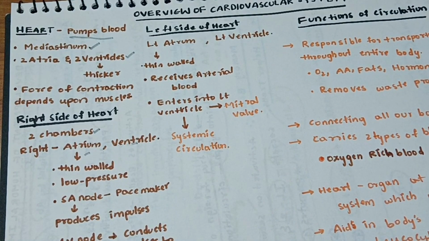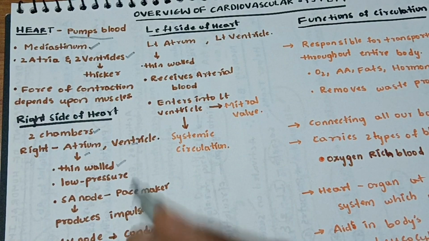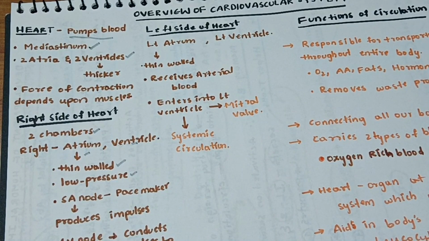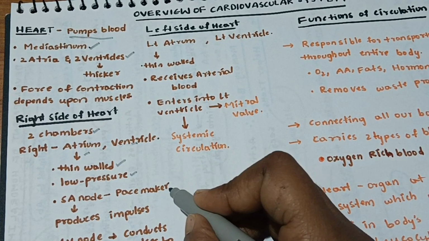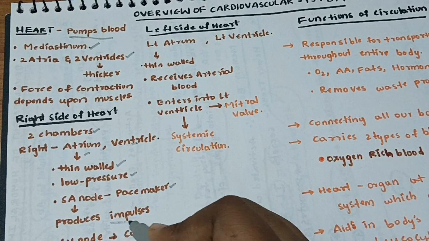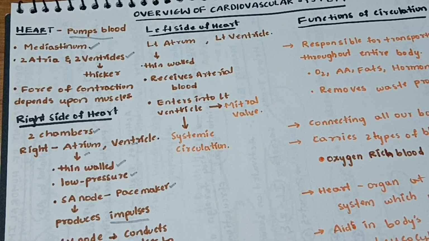As I said, the ventricle is thick walled and the atrium is thin walled and contains low pressure compared to the ventricle. The right atrium also contains a node known as the SA node. It is known as the pacemaker of the heart. Why? It is going to generate the cardiac impulse.